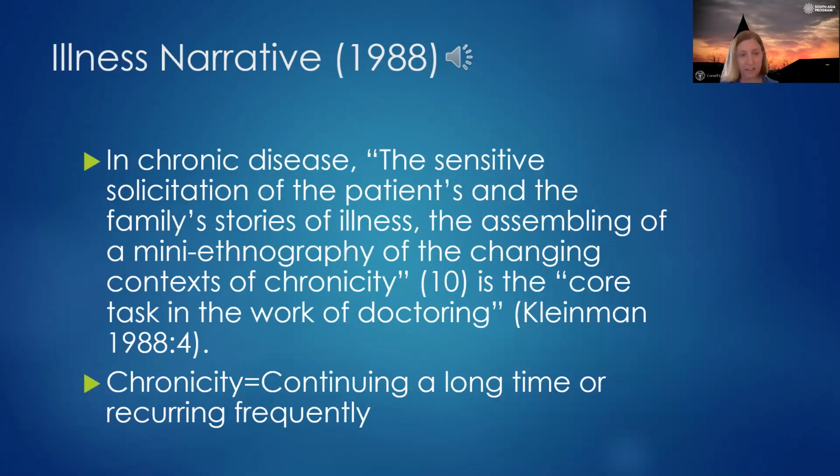So he's particularly talking about chronic disease. In chronic disease, it's important to look at the sensitive solicitation of the patients' and the family's stories of illness, the assembling of the mini ethnography of the changing context of chronicity. And all that means is that when somebody has a chronic disease, they have periods of feeling really badly, periods of feeling better. So it's just looking at all those different experiences in the chronic illness.